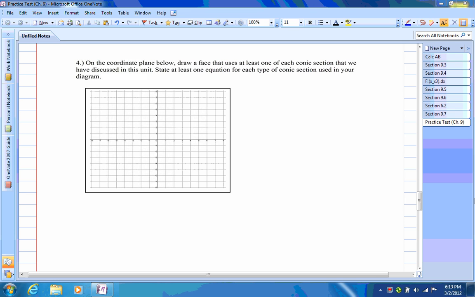Here I ask you to draw a face that uses at least one of each construction we've discussed in this unit, and then state the equation for at least one of each type of conic section using your diagram. I think what I'll probably do in the test is just give you a picture, and you give me the equations from particular features of the picture, because some of us might not be so creative and may have a hard time thinking of a picture. But let's say you had a picture like this.